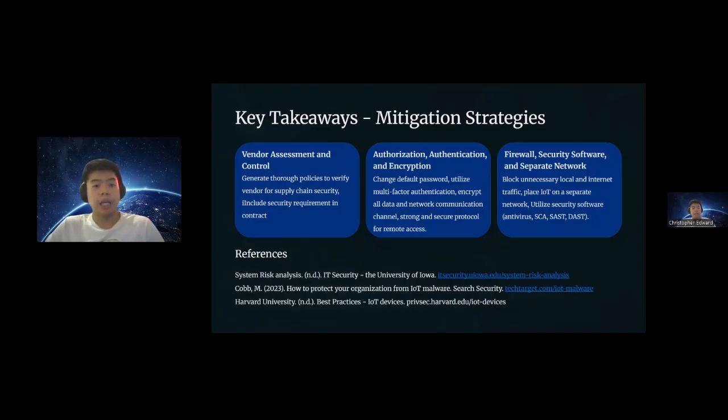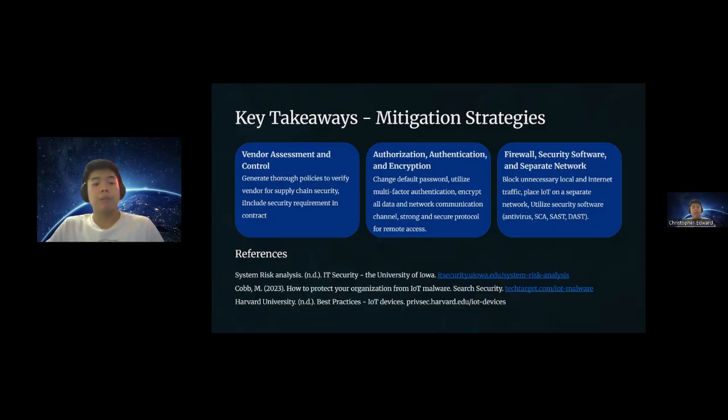The second is to focus on authorization, authentication, and also encryption. We want to replace shared passwords with individual credentials, enforce multi-factor authentication, and ensure all communications are encrypted. And then lastly, we would want to implement firewalls, security software, and also network segmentation.